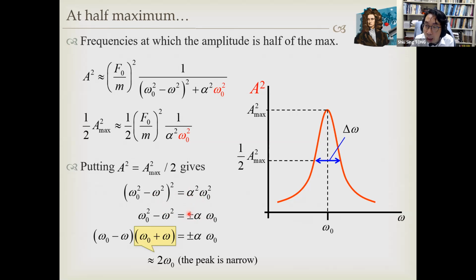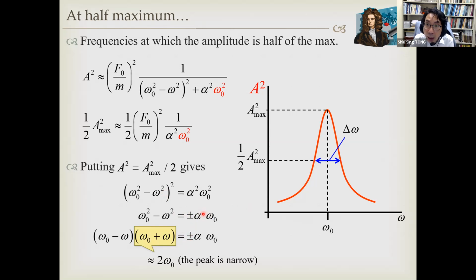And these 2 signs exactly give us 2 solutions corresponding to this point, which is larger than the maximum, and this point, which is smaller than the resonance. Okay, so these 2 points exactly correspond to the plus sign and the minus sign of this equation. In effect, we are solving a quadratic equation.